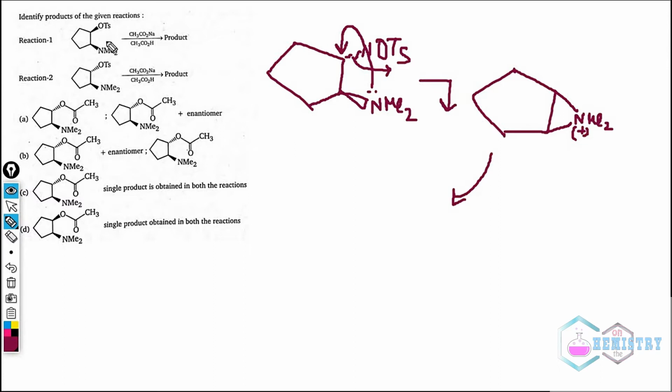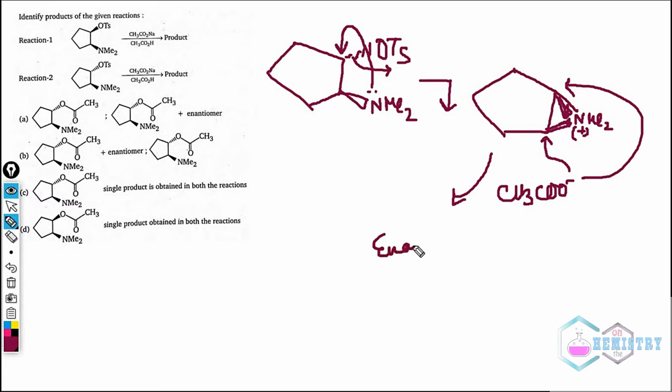Now when this nucleophile will attack, that means when this CH3COO minus will attack, it will attack either in this carbon or in this carbon, and they will attack from below the plane as NMe2 is above the plane. So they will form a mixture of enantiomers. So option A, as you can see, the first compound is this one and the second compound is this one and its enantiomer. Okay, so option A will be the answer.